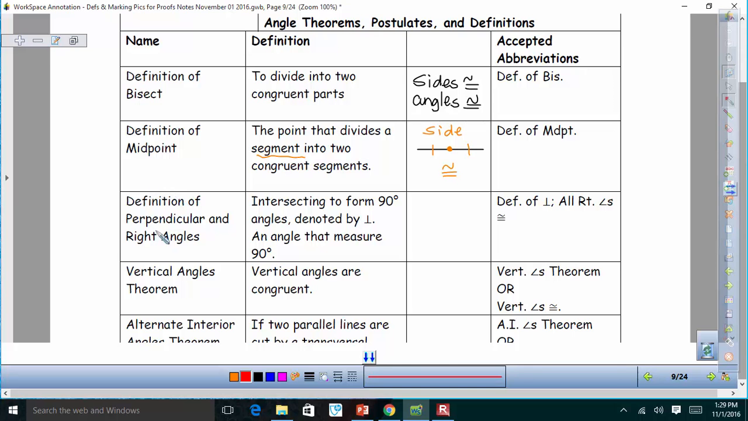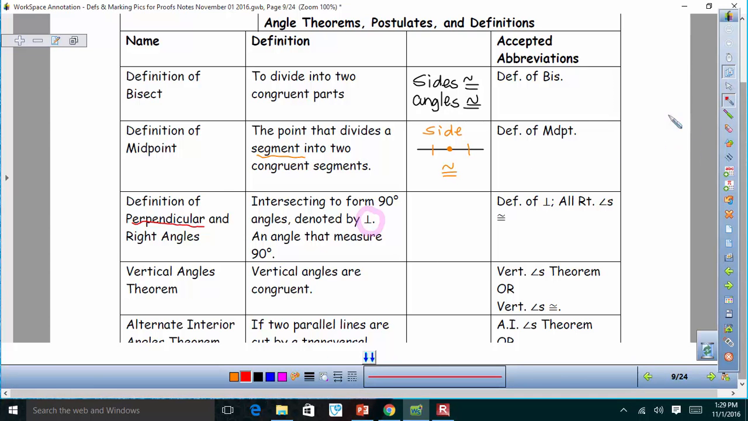Now, the definition of perpendicular and right angles is a line intersecting to form 90-degree angles. It is often written by this sign, and you'll see this in our pictures. The upside down T means that it is 90 degrees.